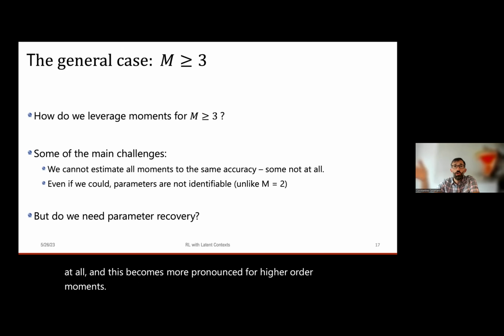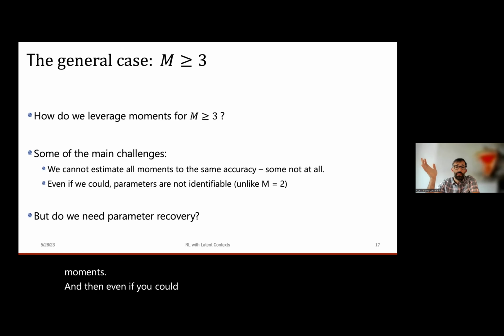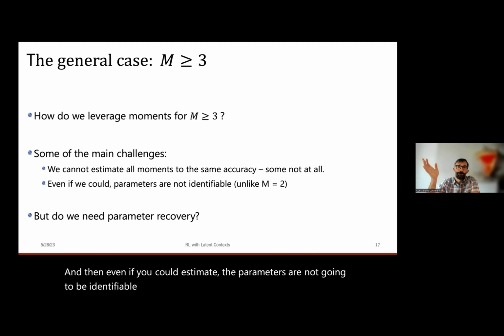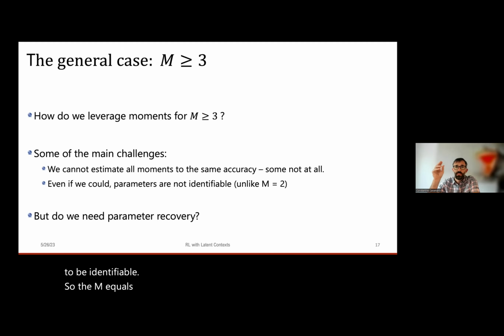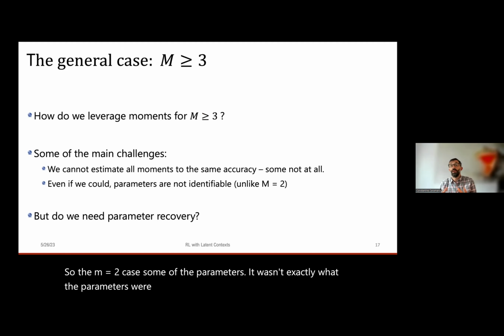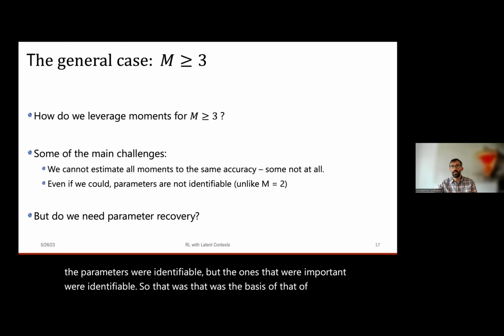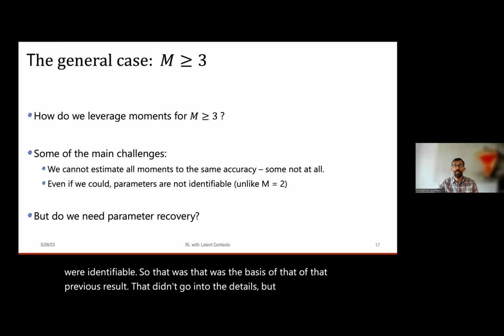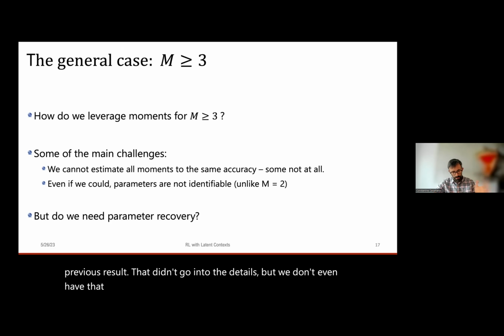And then even if you could estimate, the parameters are not going to be identifiable. For the m equals 2 case, it wasn't exactly that the parameters were identifiable, but the ones that were important were identifiable. So that was the basis of that previous result. I didn't go into the details, but we don't even have that. So my main point is that we need some other kind of thinking.